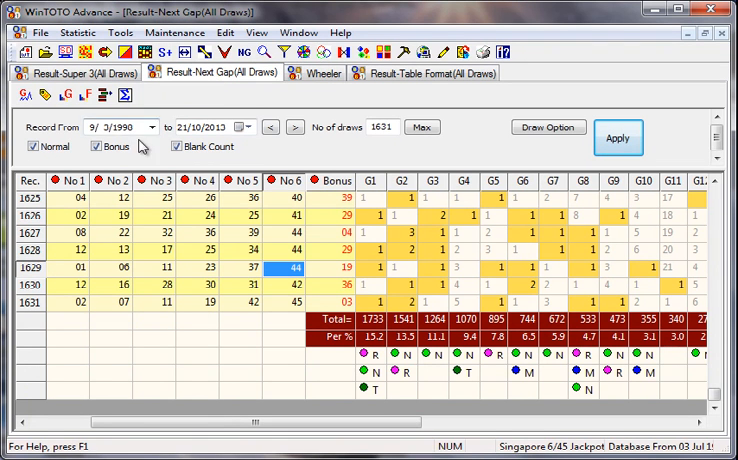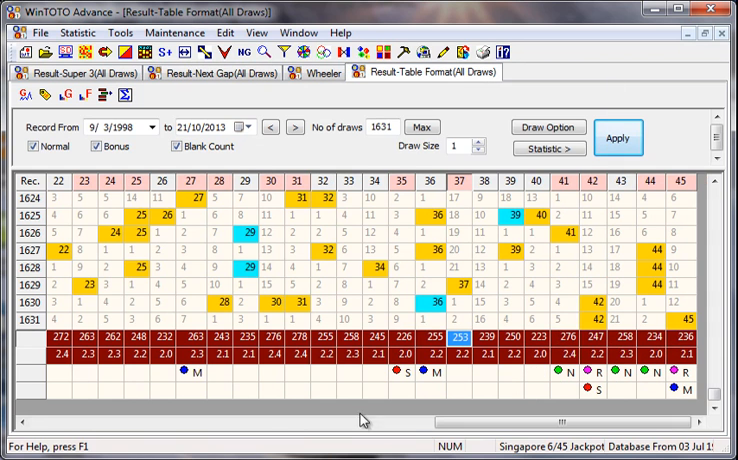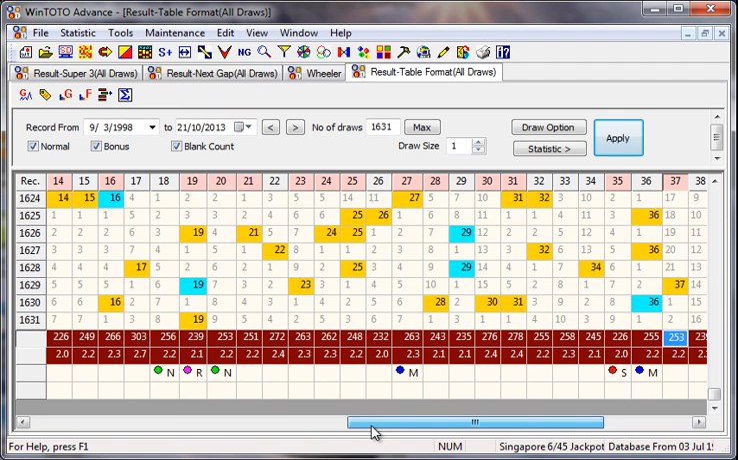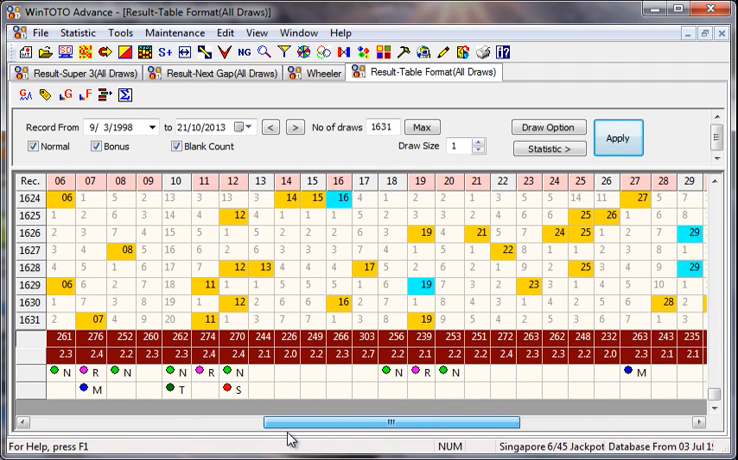Now the reason for removing number 14 is because, based on the table format, number 14 does not have much indication. I do not see any indication of it appearing, so I remove it. Again, this is my opinion.